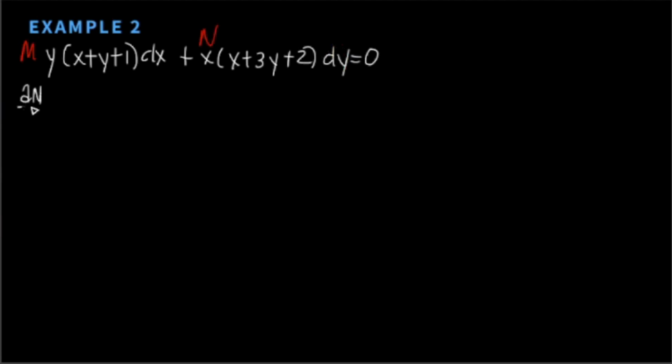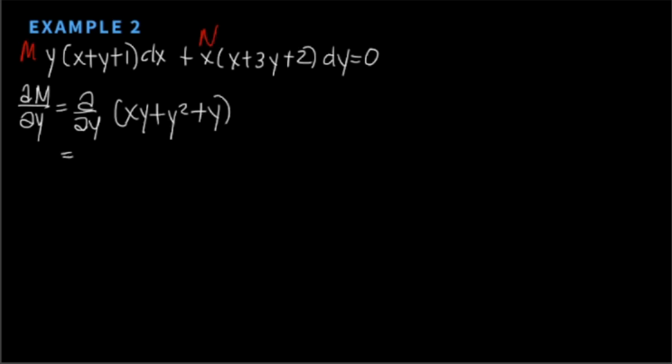So, dm over dy is equal to d over dy. Distribute natin yung y dito sa x plus y plus 1. So, may siyang xy plus y squared plus y. So, ano na natin siya? Differentiate in terms of y. So, therefore, yung x natin dito is a constant. So, constant x times differentiation ng y, that will be 1, plus differentiation ng y squared is 2y, plus differentiation ng y, that will be 1. So, that will be x plus 2y plus 1.